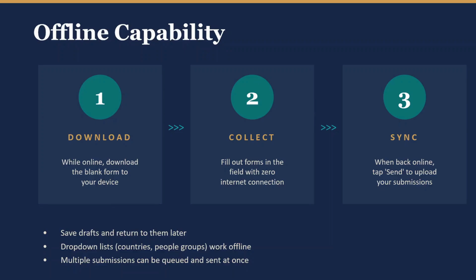Now the tool is available offline. You will have to download the form or open the form on a browser while you're connected to the internet, but you can fill the form in with zero internet connection, and whenever you're back online, you just hit the send button to upload your submissions. Any drafts are saved to your browser, so you have to make sure not to clear your cache on your browser or it will clear that. But multiple submissions can be queued and sent at once if you've been offline for a significant amount of time.